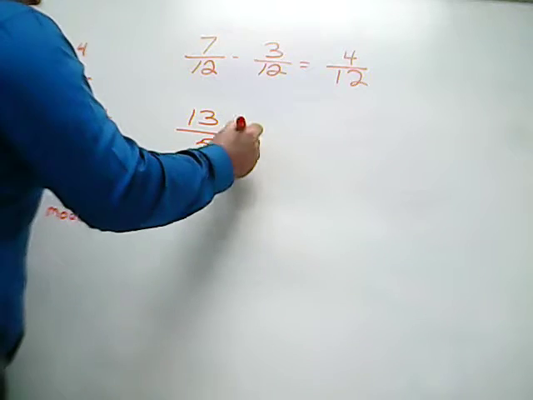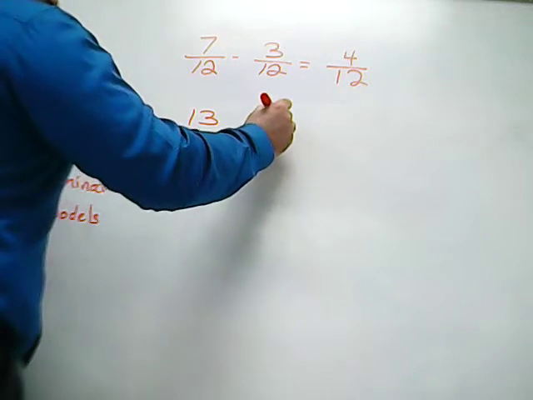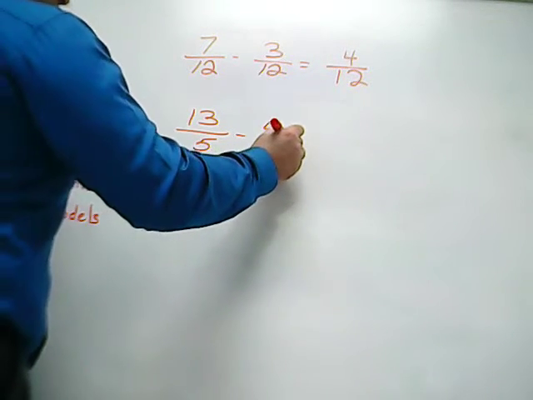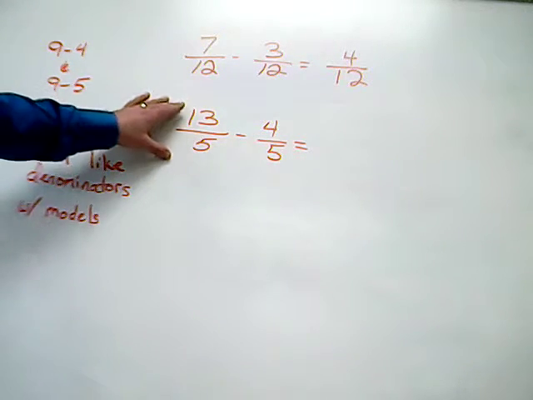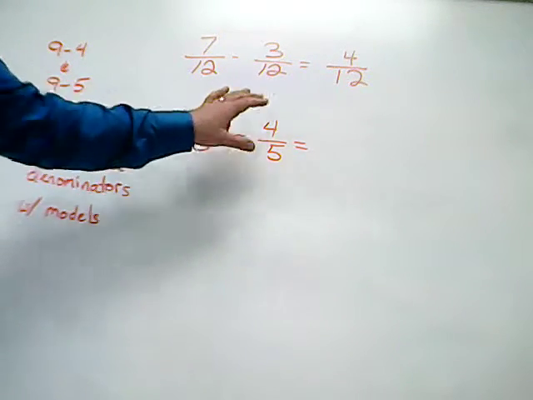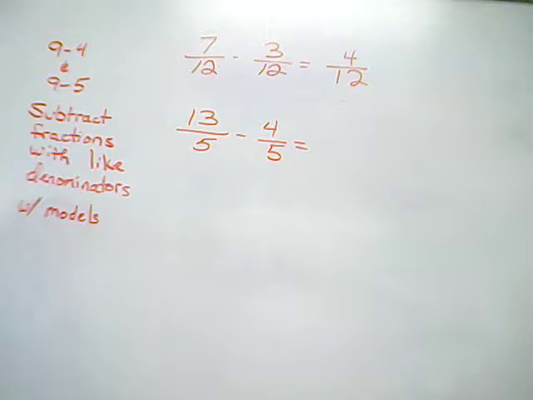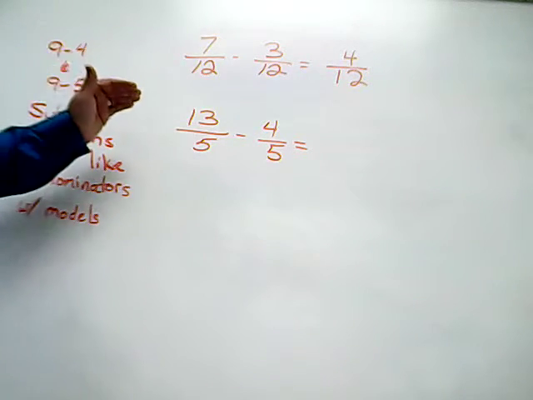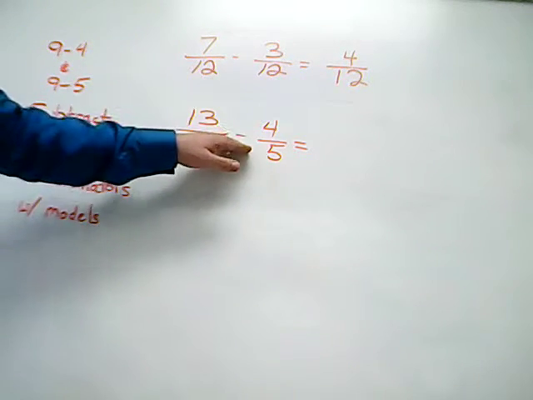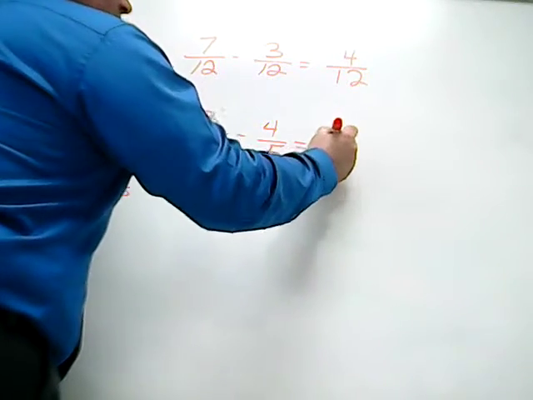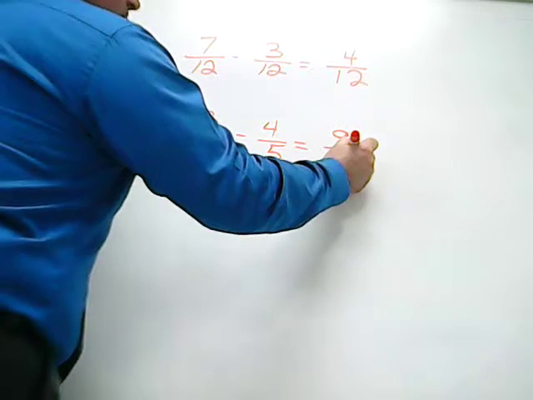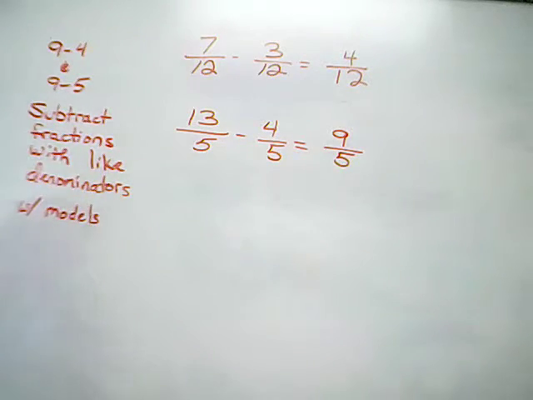13 fifths minus 4 fifths. Now, I started here with one improper fraction, 13 fifths, and I'm subtracting a regular fraction, a proper fraction. I'm going to do the same exact thing. 13 minus 4 will get me 9, and my denominator stays in fifths.